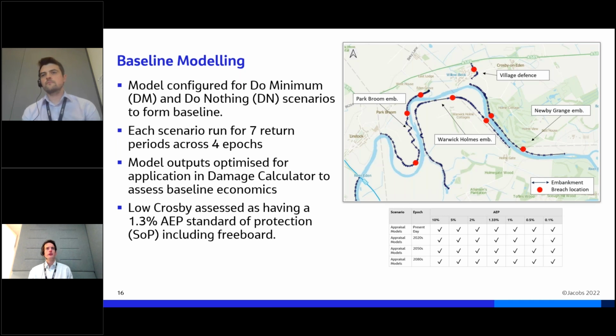We've modelled both a do minimum, do nothing scenario with defence failures over time. We've done that for 7 return periods over 4 climate change epochs, and ultimately found that Low Crosby has an existing present day standard of protection of about 1 in 75, 1.3% AEP. And when we're doing these simulations, you're talking about 57 simulations, so 1,300 hours of simulation time, which we've managed to use some of the tools in Flood Modeler to parallelize to make that a lot faster. And if we're doing this today, we'd also look at using GPU solvers as well to further accelerate these run times.